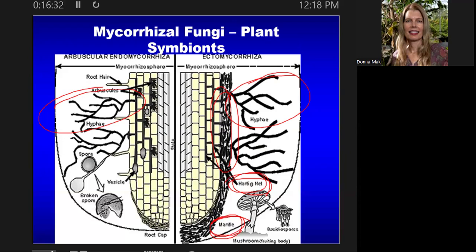And so Dr. Hartig, they named it after him. He was the one who discovered it. And so it's called the Hartig net. And so that's not as intimate as what we see with the arbuscule type of mycorrhizal fungi. Here, what the artist drew is fungal hyphae. It looks like it's in the root cells, but remember, there's always a membrane around that, okay?